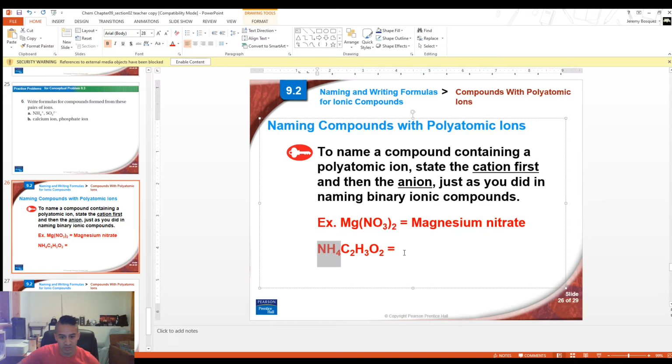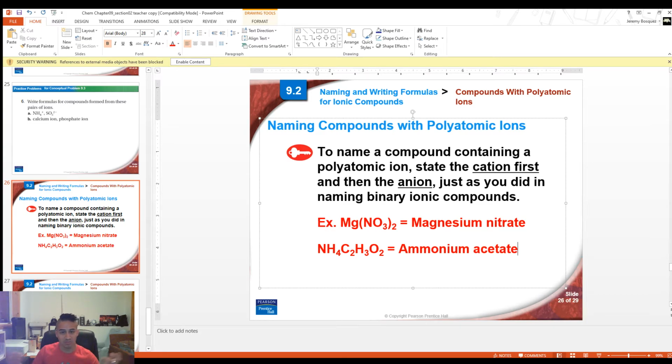NH4, this is 1 polyatomic ion. That's ammonium. You can find it on the back of your periodic table. It's a positive one. Okay, it's a positive polyatomic ion. And C2H3O2 looks really crazy. That's just another polyatomic ion. It's called acetate. It's found on the back of your periodic table.